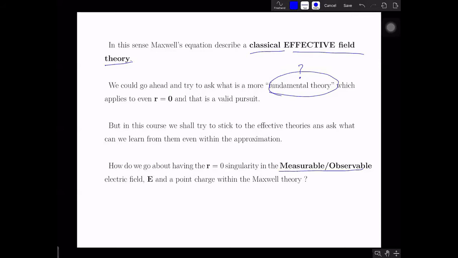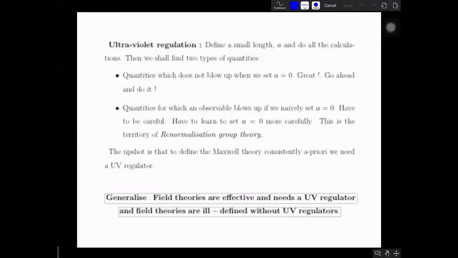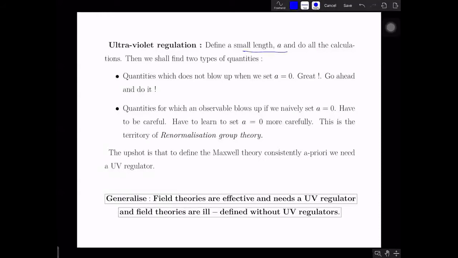So how do we go about reconciling these singularities, point charges, all these things within Maxwell theory? Again, the modern perspective is that we define a short length scale, say A, which is much smaller than the typical length scales that we can probe, and then we ask questions about length scales which are bigger than or equal to this small length scale A.